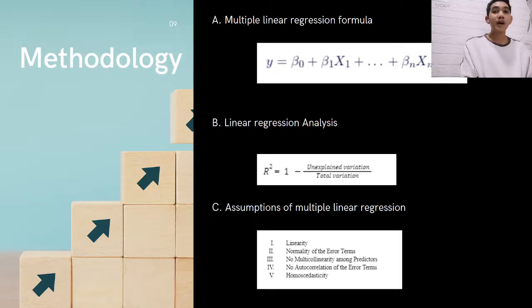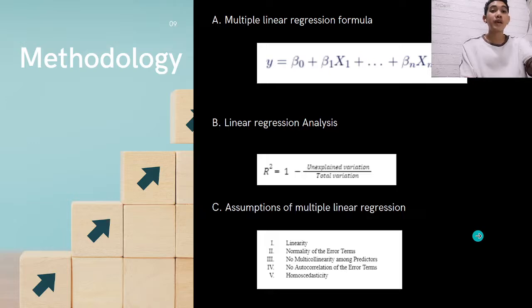Next, we have b1 times x1, the regression coefficient of the first independent variable. And bn times xn is the regression coefficient of the last independent variable. This is the effect that increasing the value of the independent variable has on the predicted y value.